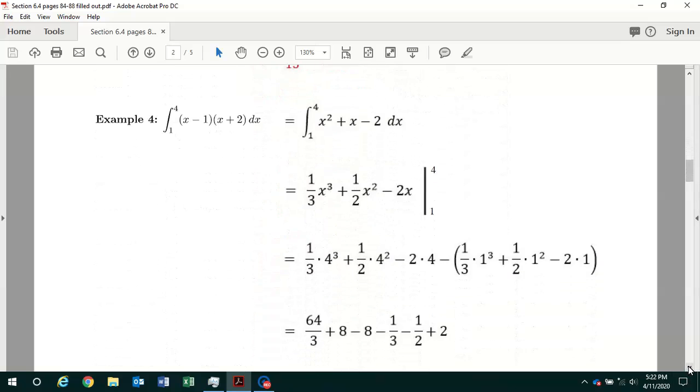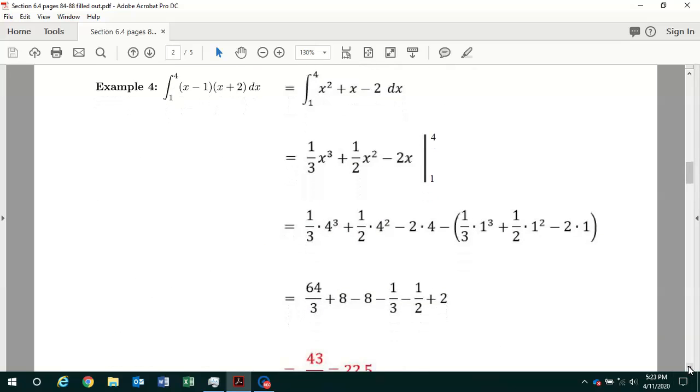In example 4, we have to find the definite integral from 1 to 4 of x minus 1 times x plus 2. And again, before we can find this definite integral, we have to FOIL x minus 1 times x plus 2, which is equal to x squared plus x minus 2. And now we can evaluate the definite integral.